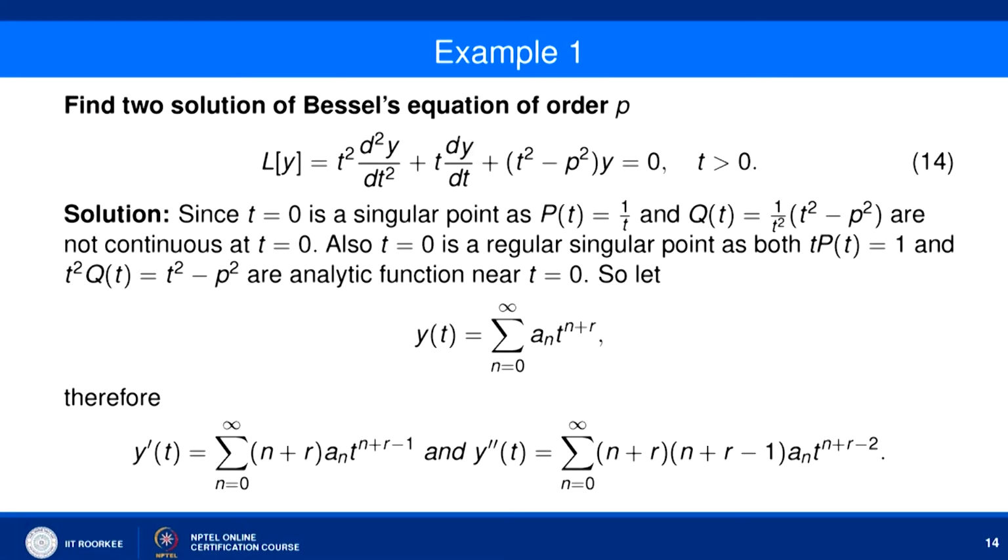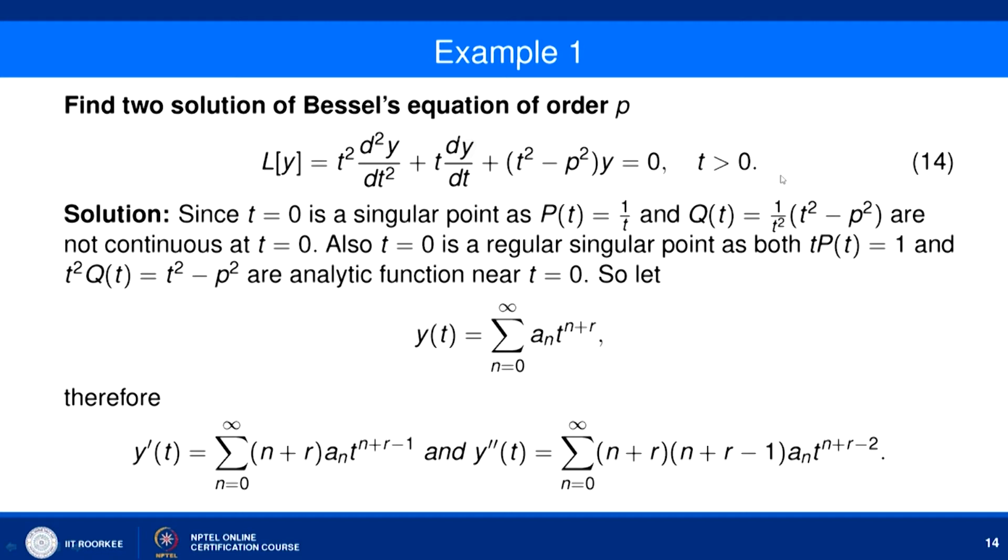We are considering the following Bessel's equation of order p. Here we need to find two solutions of Bessel's equation of order p, where Bessel's equation is defined as t^2 d^2y/dt^2 + t dy/dt + (t^2 - p^2) y = 0, where t is greater than 0.